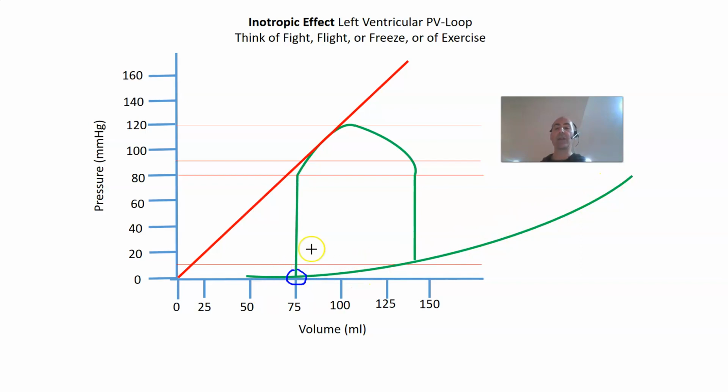So the next question you ask yourself is, are you increasing or decreasing preload? Well, when you get a positive inotrope, let's think of fight or flight. You have a lot of epinephrine and norepinephrine being released. First, let's start with the right side of the circulation, the venous side. And the venous side of the circulation has the same receptors, alpha and beta adrenergic receptors, as the arteries do.